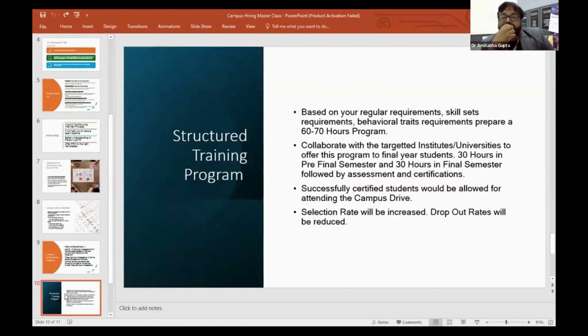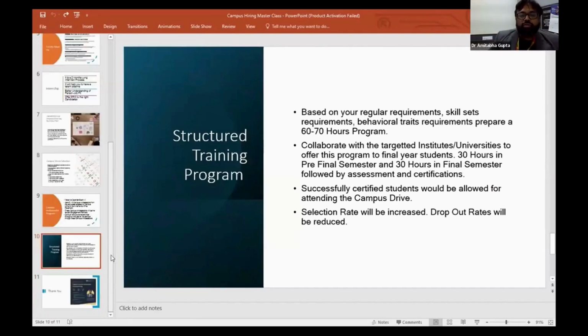Then a very important point is the structured training program. A lot of companies have already started. They are connecting with the university or the institute and developing a course curriculum of 60, 70 hours duration, 30 hours maybe in the pre-final semester and 30 hours in the final semester. There will be assessments, examinations and all. Those students will be certified. They would be the ones who will be sitting for the campus, right?